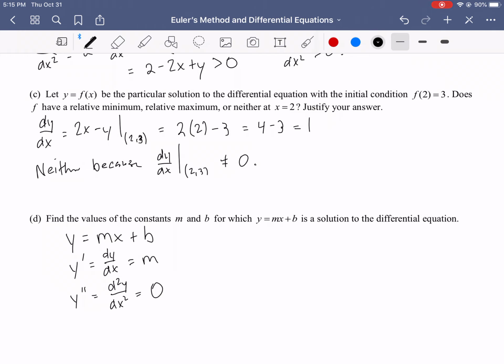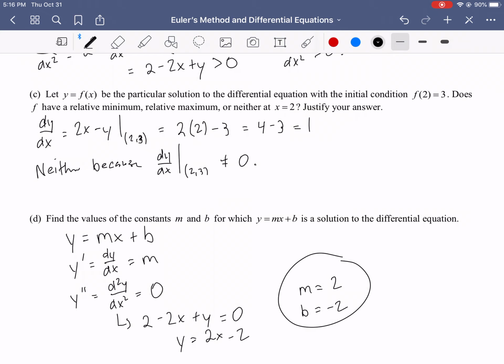And so now what do I have? Well, this right here from part B was 2 minus 2x plus y is equal to 0. And so now if I solve for y, I'm going to get y is equal to positive 2x minus 2. And so right there, that tells me what my m and my b are. m is that coefficient on x, which is going to be 2, and b is the y-intercept, which is negative 2. Okay, so I hope you didn't hurt your head too much on part D. Like I said, not quite as hard as it looked or as it sounded, and hopefully my explanation makes a little bit of sense.